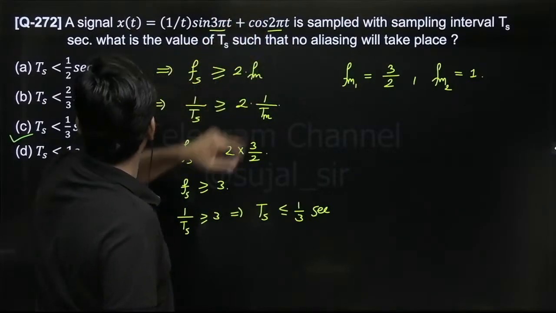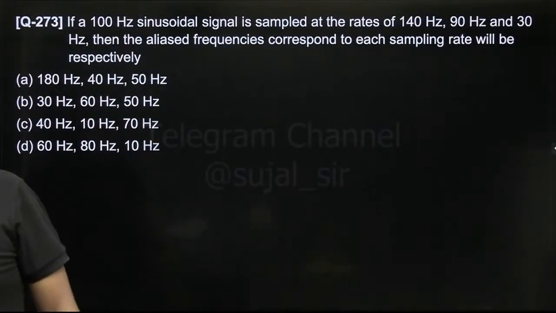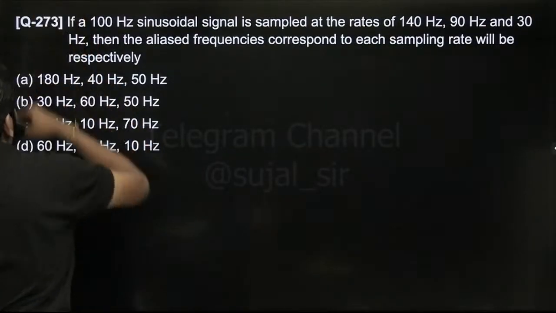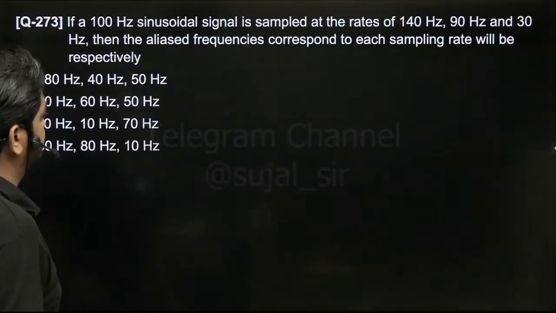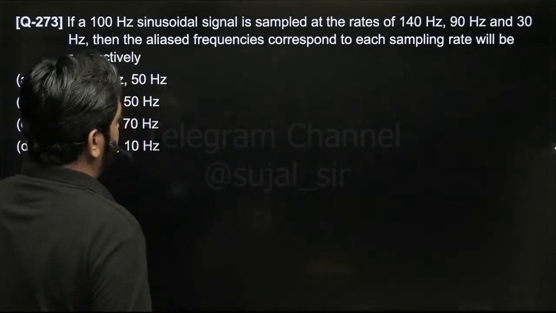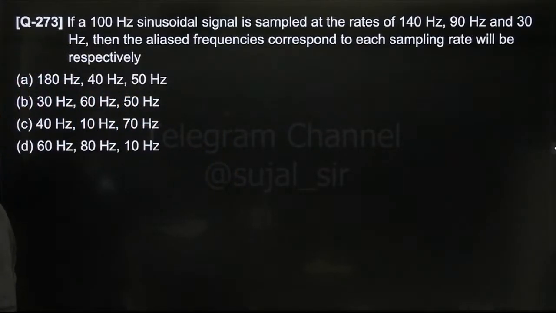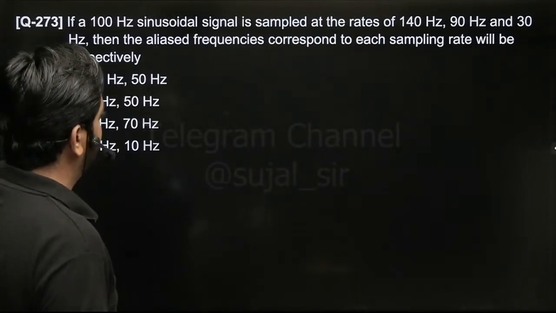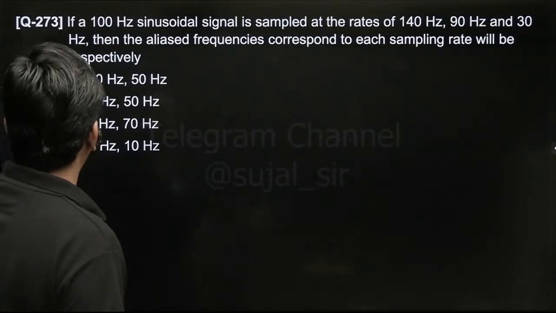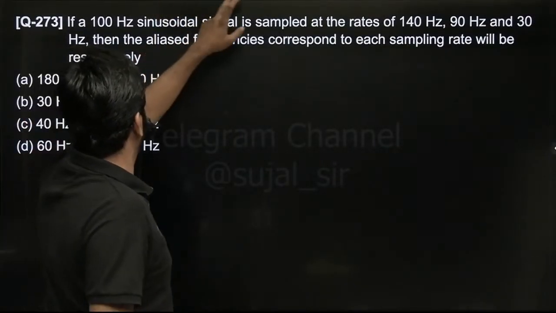Now next, question number 273, guys. If a 100 Hz sinusoidal signal is sampled at 140 Hz, 90 Hz and 30 Hz, then the aliased frequencies correspond to each. I think something is missing in this question. Later we will see. Question number 273.